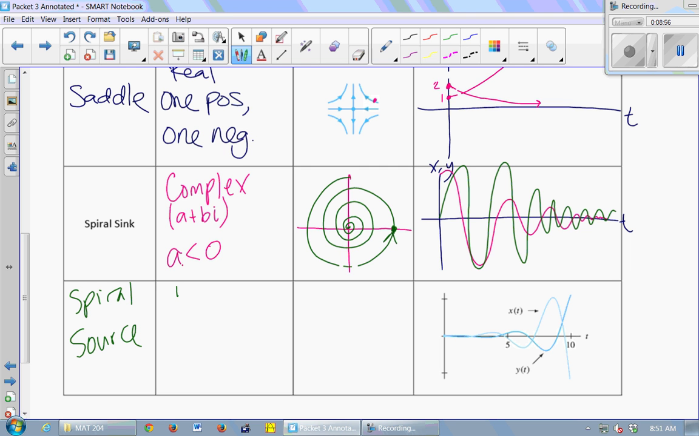And in that case, my eigenvalues are complex, right? They look like a plus bi, but the a value has to be positive. The real part has to be positive. And then my phase portrait is just spiraling out from the origin.